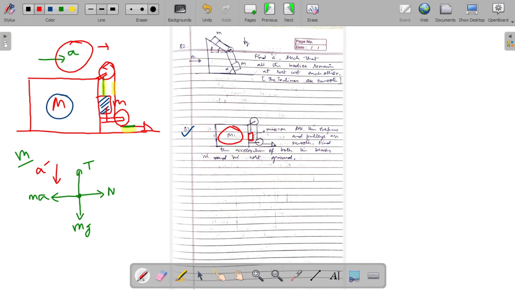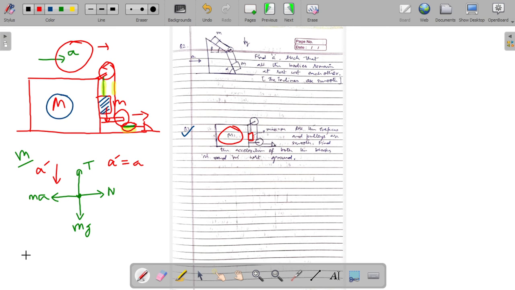That is, the string which is available for small m to move in downward direction should be equal to the string which is removed from this part of the string. So that means that this acceleration a dash should be equal to the acceleration of the whole system a, as it is moving to the right with an acceleration a. So this acceleration a should come on mass m in downward direction.